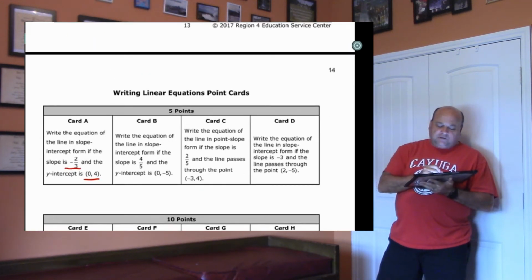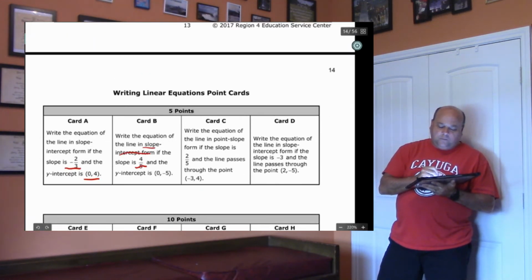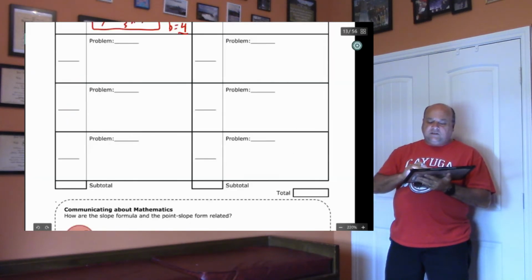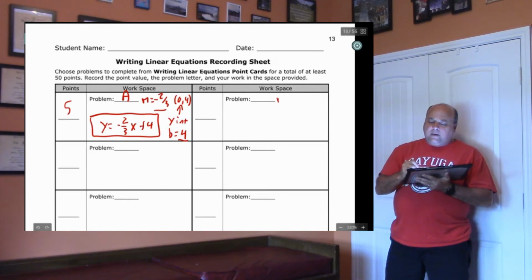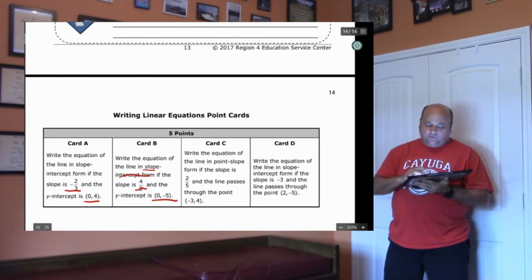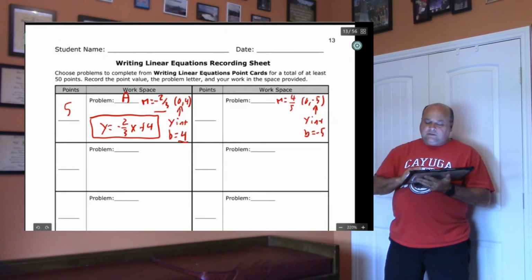Write the equation in slope-intercept form. The slope is here, and the y-intercept's here. Piece of cake again. So 4/5 and (0, -5). So my m equals 4 over 5, and my point is (0, -5). This right here is the y-intercept, isn't it? So b is equal to -5. Is that right, 4/5? 4/5, yeah, this is it.